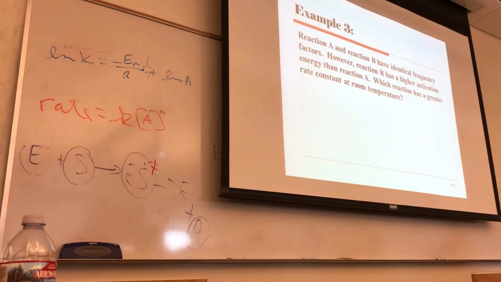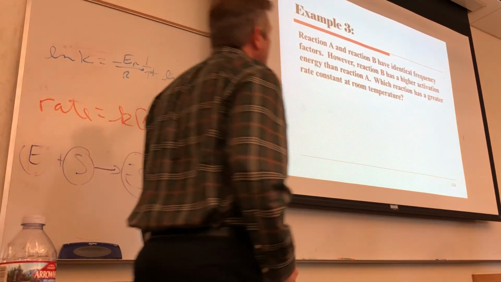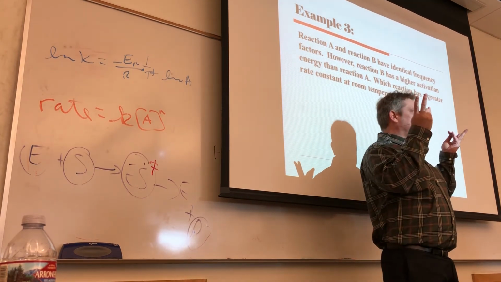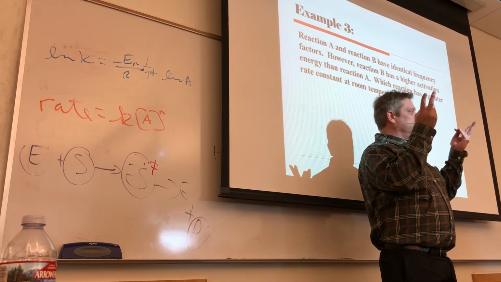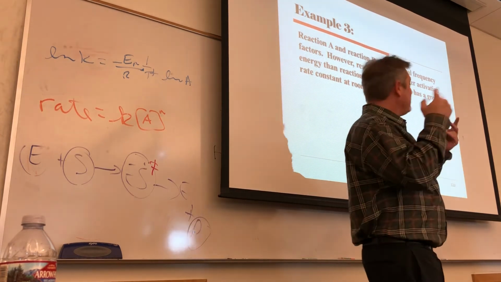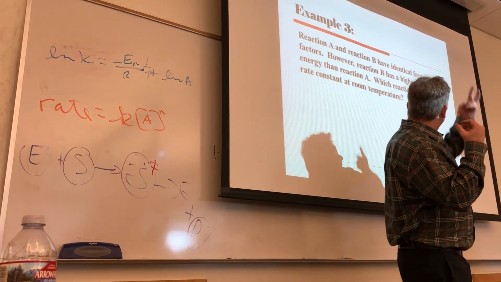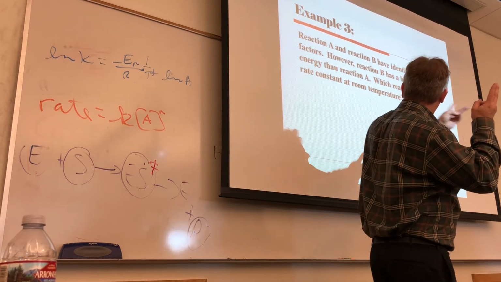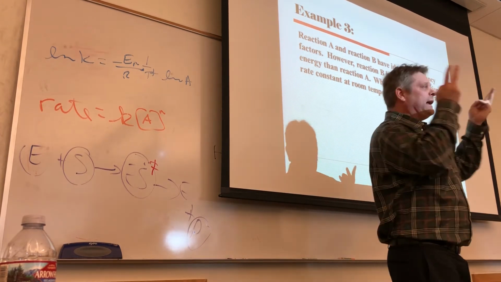Question 3: reaction A and reaction B have identical frequency factors, however reaction B has a higher activation energy than reaction A. Which reaction has a greater rate constant? I like this question. You don't have to solve for anything numerically. I have 2 reactions, A and B, both with the same frequency factor, and one of them has a higher activation energy. Let's say B has a higher activation energy than A. They have the same temperature, both at room temperature.